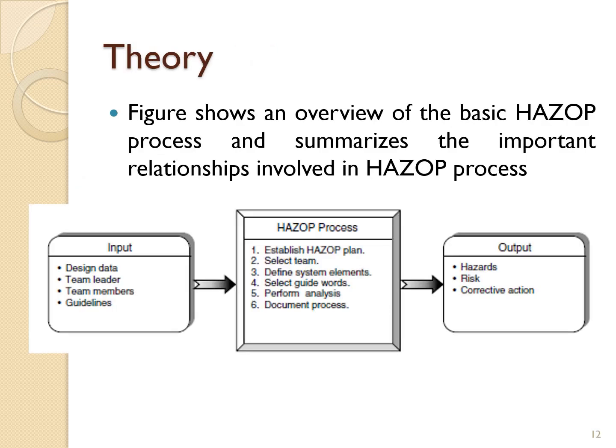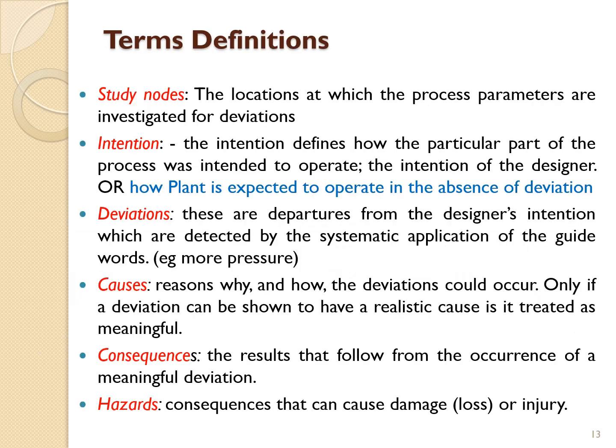In general, the Hazop process looks like this. It has an input, a Hazop process, and then an output. In the input, you require design data. There will be a team leader, the team members, and the guidelines. The Hazop process establishes the Hazop plan, selects the team, defines system elements, selects guide words, performs analysis, and documents the process. What are the outputs? We are able to identify the hazards, risk, and corrective action.